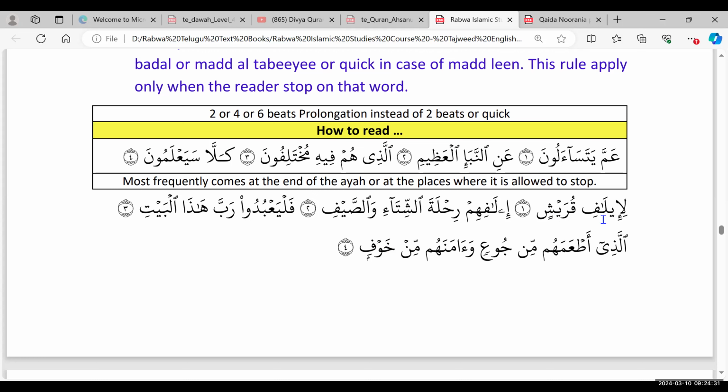All these we are prolonging 2 units. If someone wants to prolong 4 units, that's also acceptable. Someone wants to prolong 6 units, that's also acceptable.